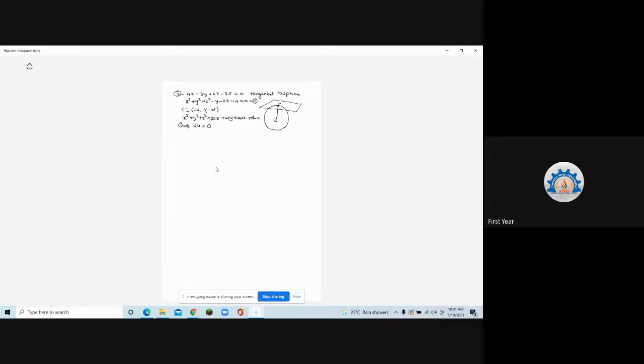So 2u will be 0, that means u is equal to 0. Then 2v, the coefficient of y is 2v, which is -1. So v is equal to -half. Correct? And 2w is equal to the z coefficient, which is -2. So w is equal to -1. So your center becomes 0, half, 1.